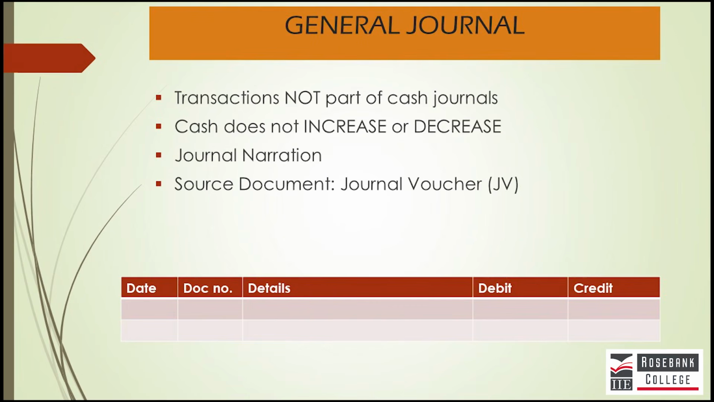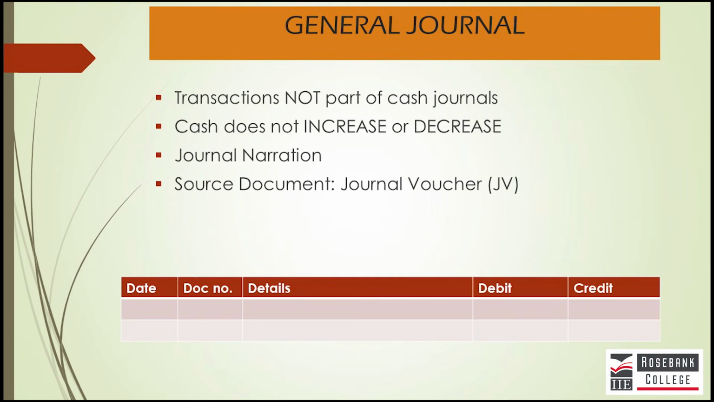The last journal that we will be discussing is any transaction that is not part of the three journals we discussed previously. This means that we would not record any transaction that decreases or increases the bank account under the general journal. We will not record any transaction that decreases the petty cash box because that should be recorded in the relevant journal. The format of this journal is different and has what we call journal narrations after every entry.